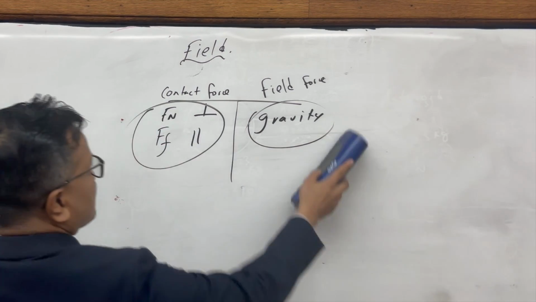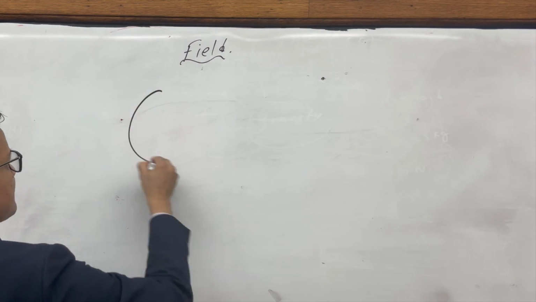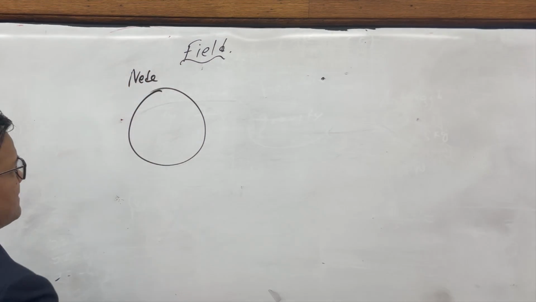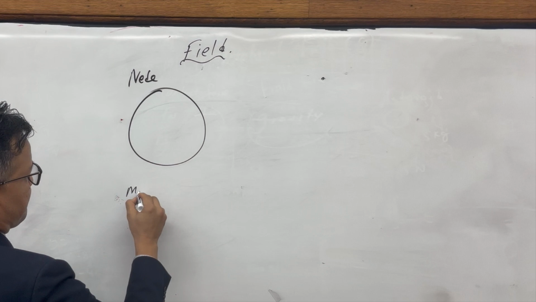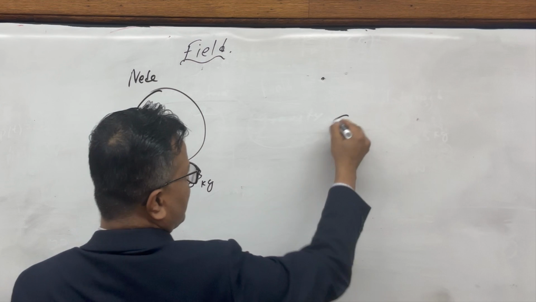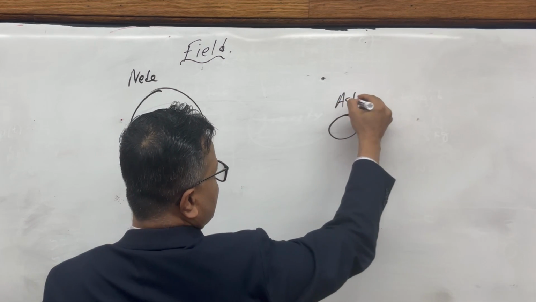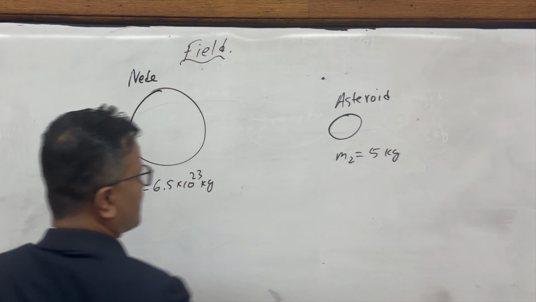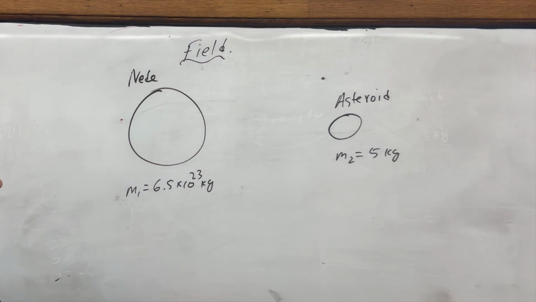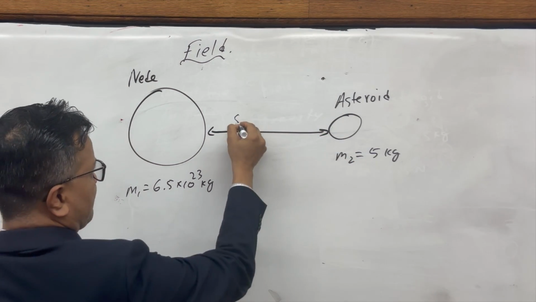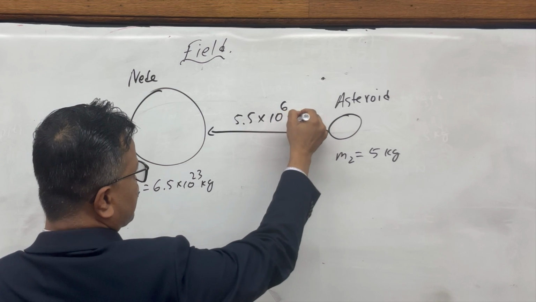Speaking of earth, let's make a planet called Need, which has a mass of 6.5 times 10 raised to 23 kilogram. There is an asteroid, 5 kilogram. Let's say small, very tiny, like a stone. The distance between these two is 5.5 times 10 raised to 6 meters.